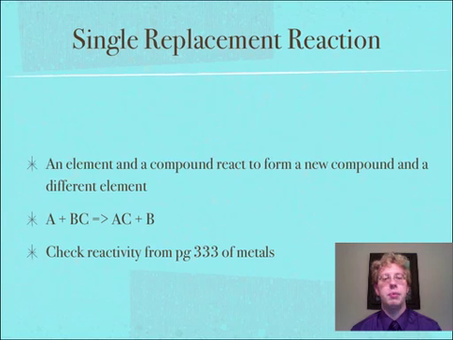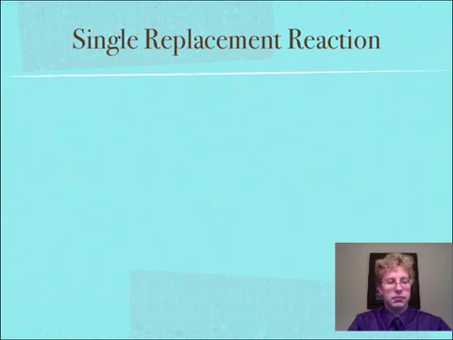One additional step that you need to do with this is you need to check the reactivity of metals from page 333. If the element that you're reacting with the compound is higher on that table, it's more reactive, it's going to replace the metal involved in the compound. If it's below, no reaction is going to take place. And so let's look at an example here on the next slide.